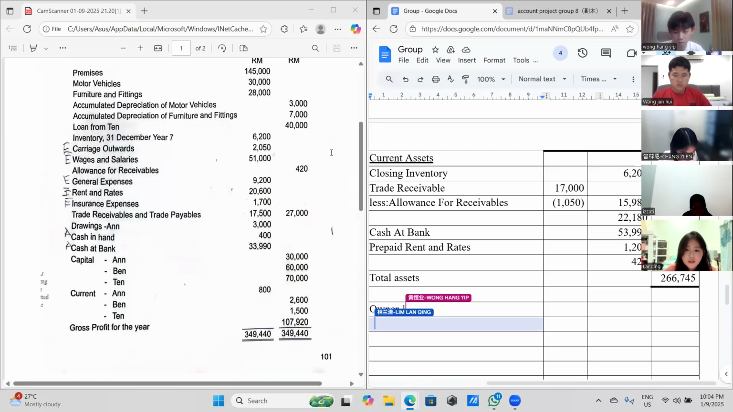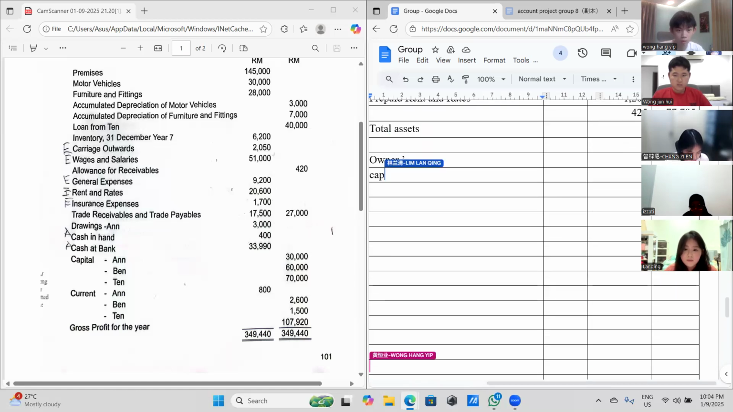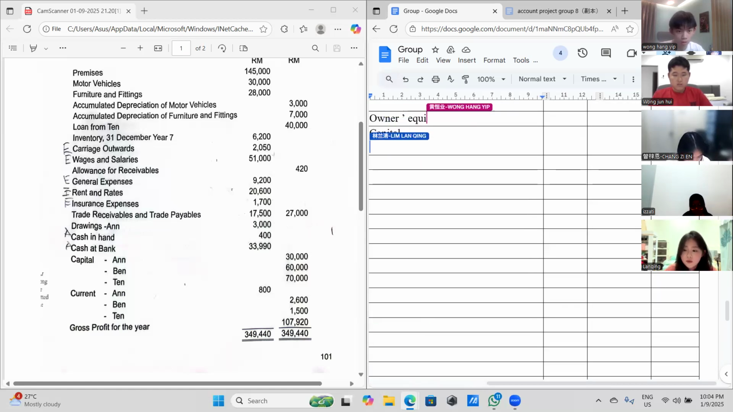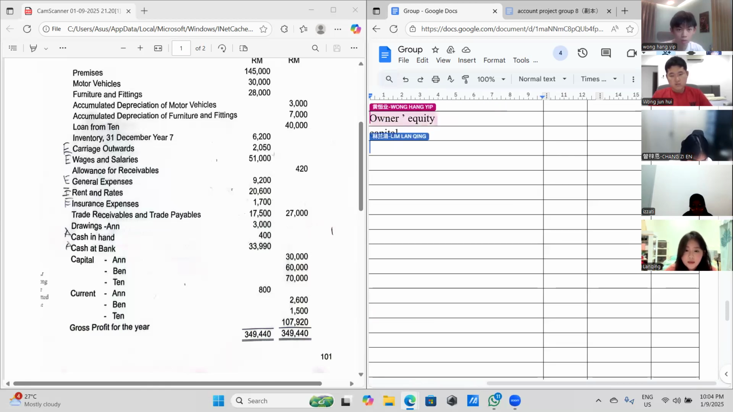So next we were talking about the owner's equity. The owner's equity firstly will be the capital, which is N, Ben, and Ken. The amount of N will be 30,000. And then the amount of Ben, due to the additional information of 8, it said that Ben deposited 20,000 into the partnership bank account as an additional capital. So we need to add the original 60,000 and add the 20,000 into 80,000.